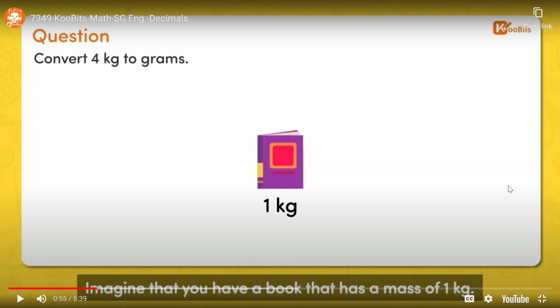Okay. Kilometers to meters. This video is kilograms to grams. Are you able to find this on your Koobits page? Okay, some of us are thinking, oh no, I'm not sure. Okay, I give you a hint. Very good. Okay, the hint is go to the missions.